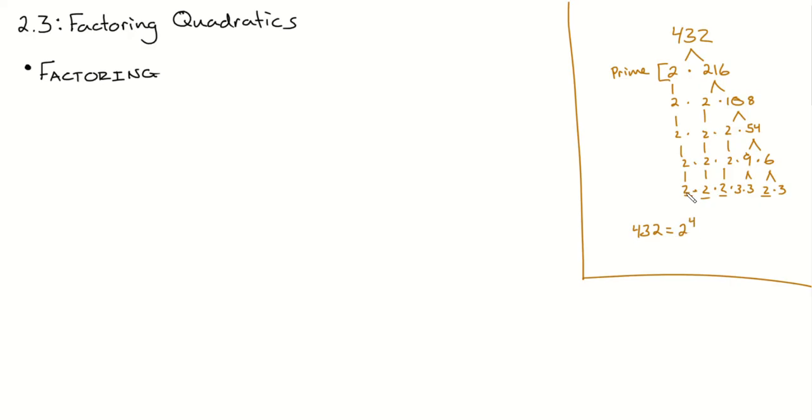2 to the 4th. So all my 2's are knocked out. Any other factors? 3, and there's 3 of them. This is the prime factorization of the number 432.